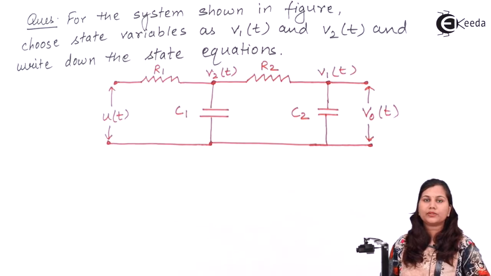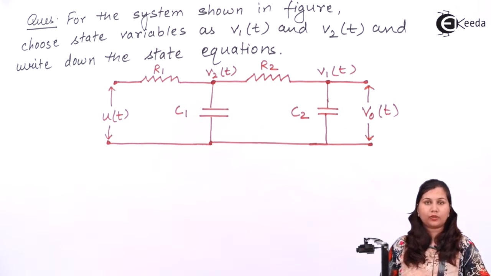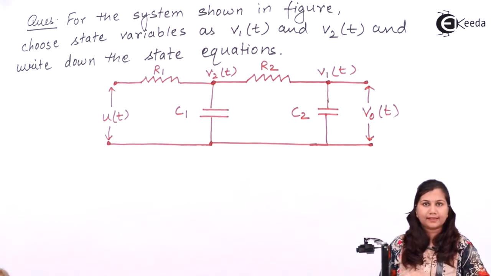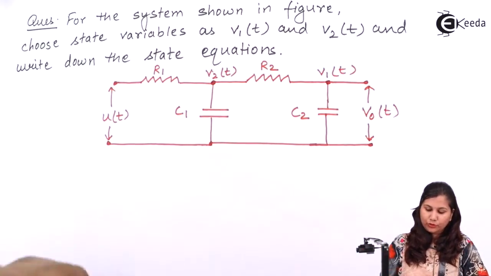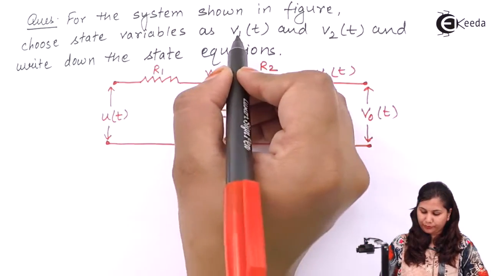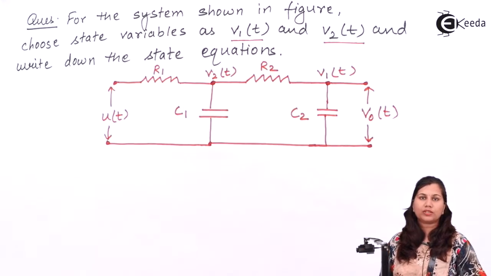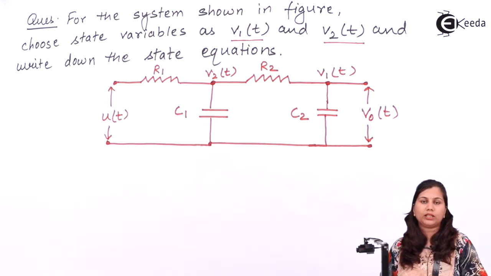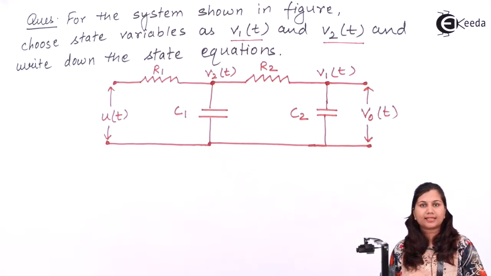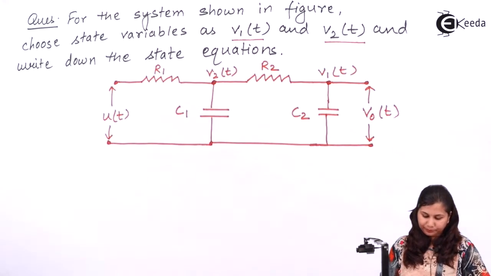So our problem is to find the state space representation or the state equations of this system. Okay, and we have to choose the state variables as V1(t) and V2(t). So these are the two state variables, and using these two state variables we have to find out the state equations and the state model of the system. So let's solve this problem.